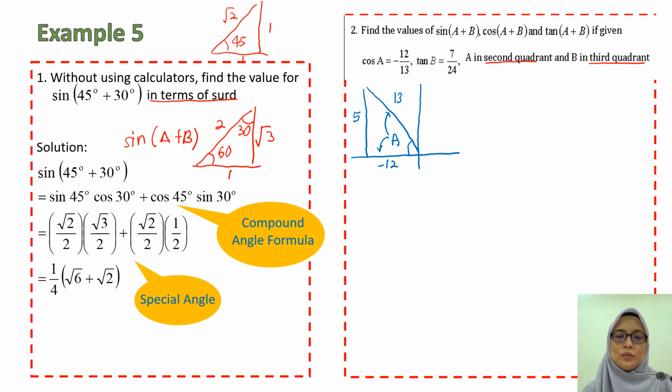Okay, so untuk angle, negative 12 ni you kena refer kepada x-axis lah. Kalau untuk x-axis, this side is negative value. So nilai ni pun akan jadi nilai negatif lah. Okay, so then kita ada B is in the third quadrant.